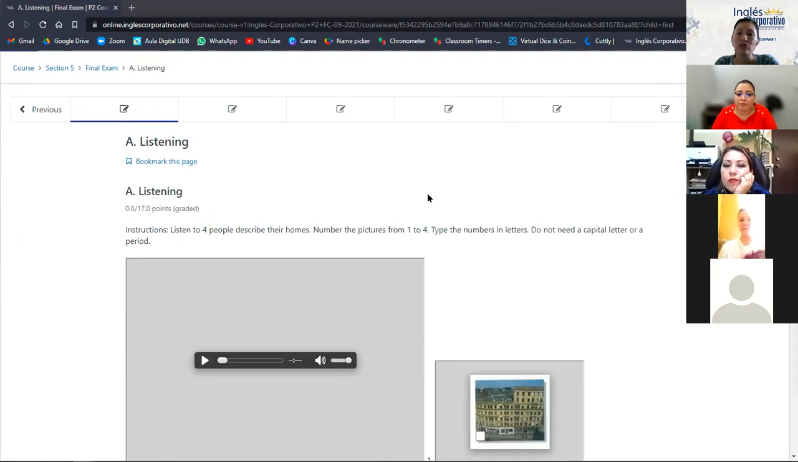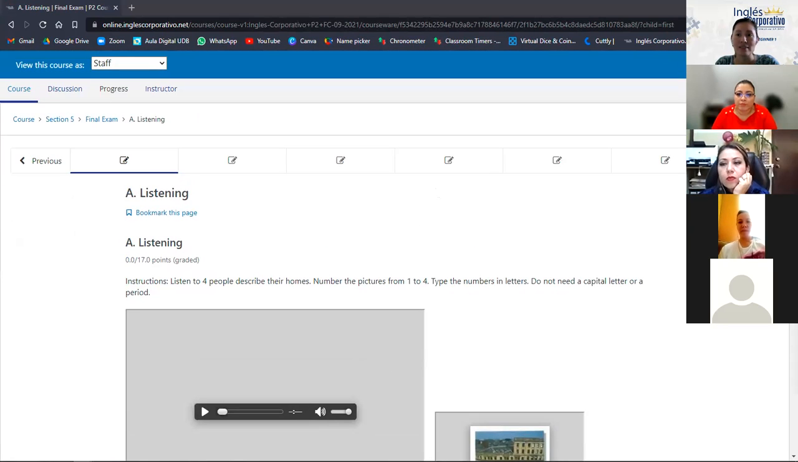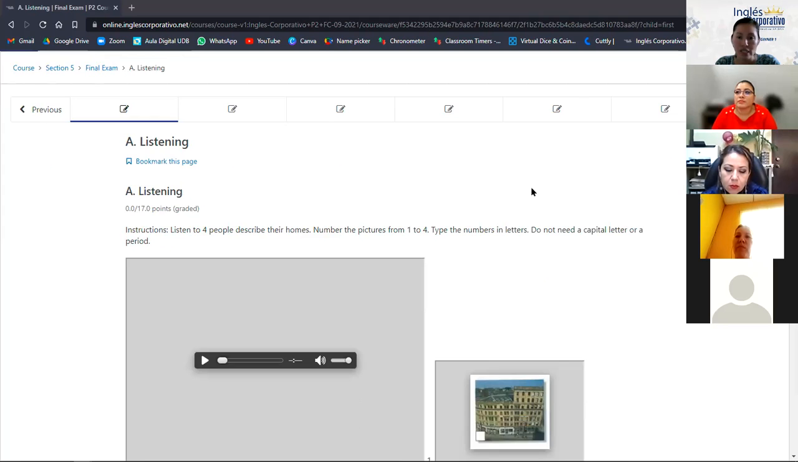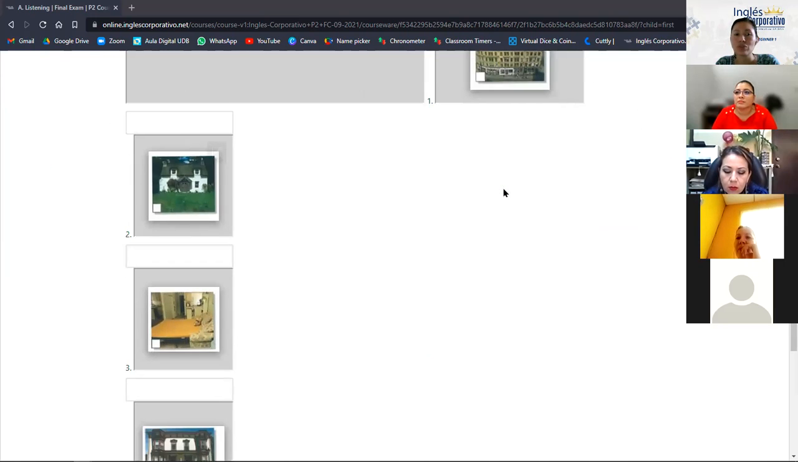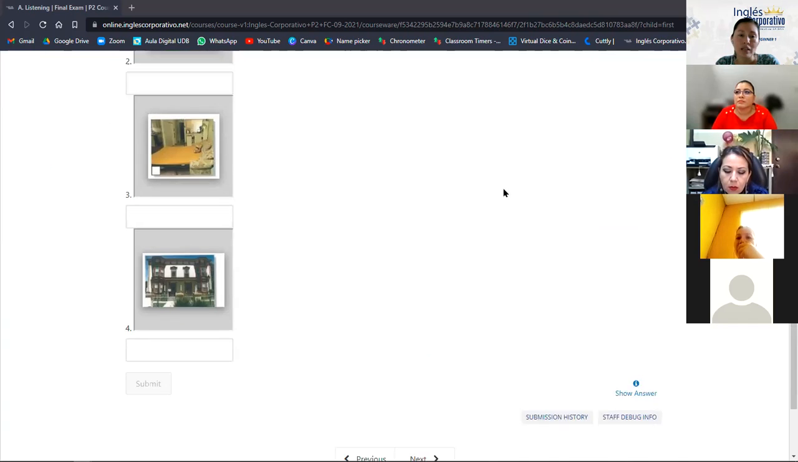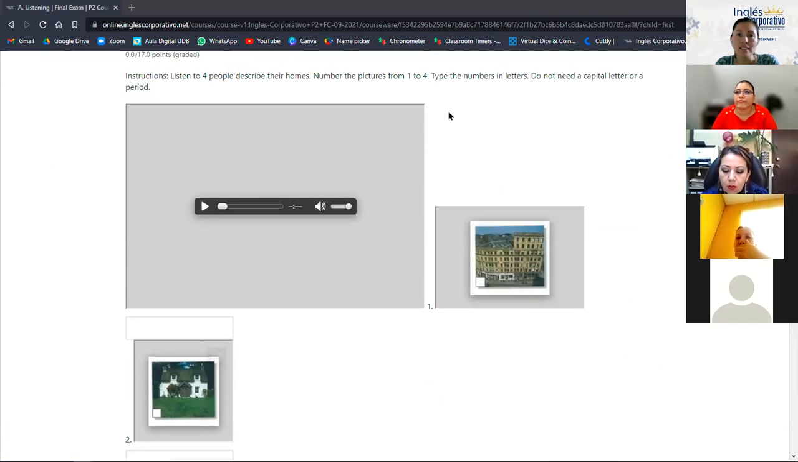So the first section that we have is the listening section, right? So it says instructions. Listen to 4 people describe their homes, right? Number the pictures from 1 to 4. Type the numbers in letters. Do not need a capital letter or period, right? So please, with that, just be careful, right? Porque con este ejercicio creo que la última vez que vi básico 2 tuvimos un inconveniente y creo que era por eso, porque habían capital letters, estaba agregando puntos, entonces eso pues, no nos permitía que la tomara la respuesta, right? So what you have to do is to listen, right? And to number the pictures from 1 to 4, and that's it, right?